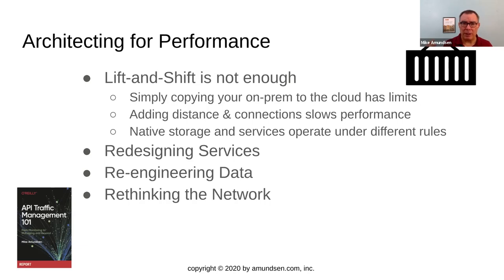Most of us have relatively large systems. We count on being local. Adding distance is going to really change our math. It's really going to make it challenging for us to meet that 20 millisecond response time. Adding connections is going to change the way our gateway and our service platform works. It means we're going to have lots more to deal with at any second. So distance and connections slow performance right away. So simply copying from on-prem to off-prem, or from prem to the cloud, is not going to make it.